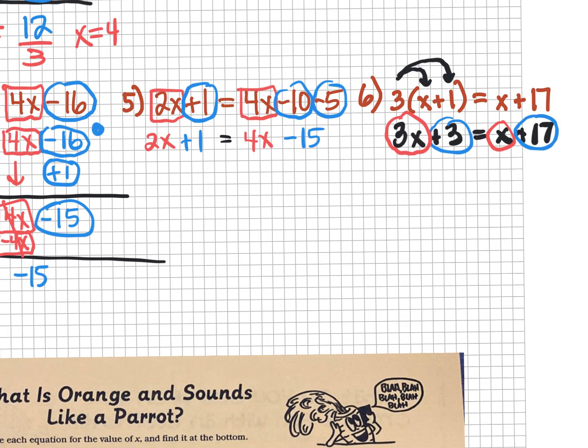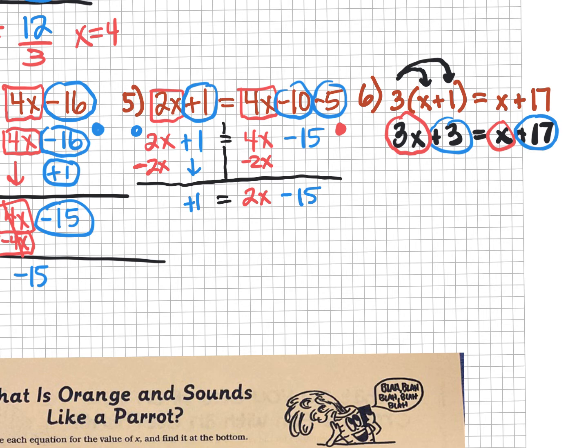All right, let's see. Can you guys get through top and bottom over here? I'll help you out. Top and bottom, top and bottom. Let's see. This is the blue side. And this is the red side. So 2x, you get out of there. We're going to go minus 2x, minus 2x. Okay, so I'll bring down the plus 1 equals 4x minus 2x is 2x's minus 15.